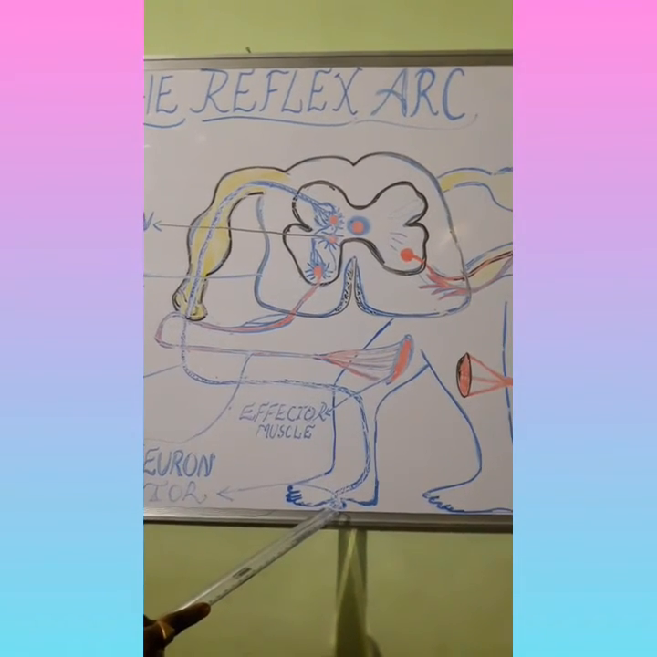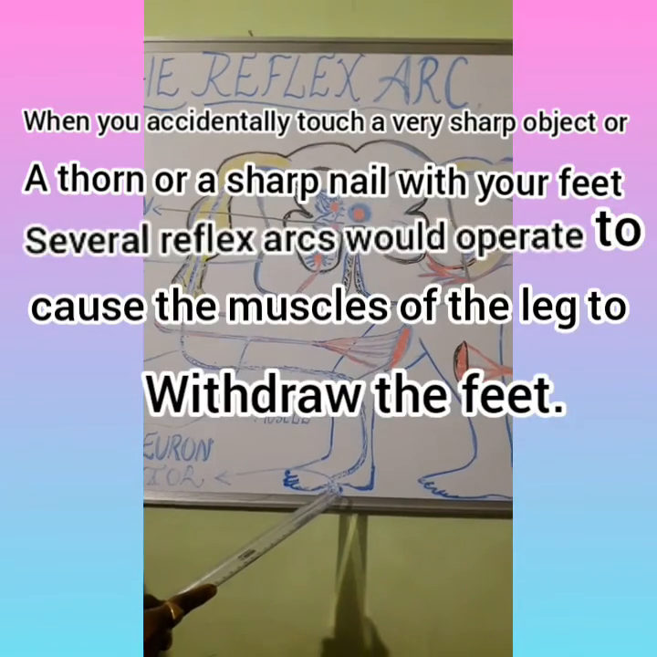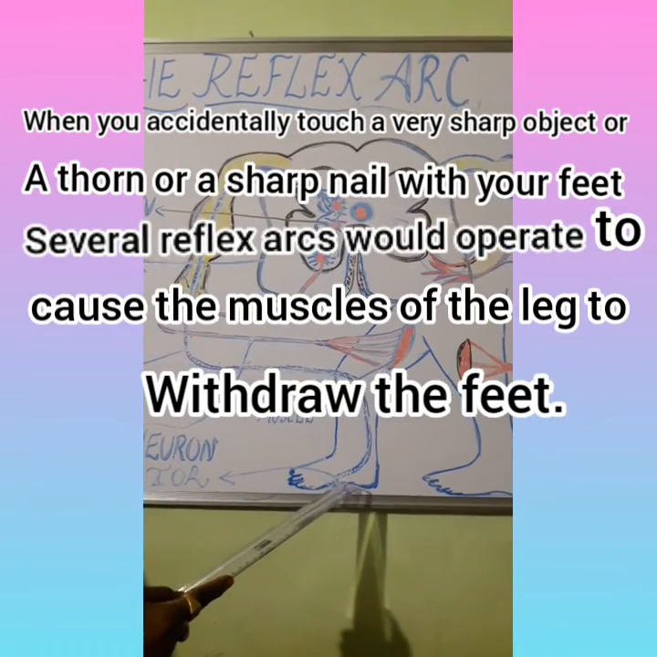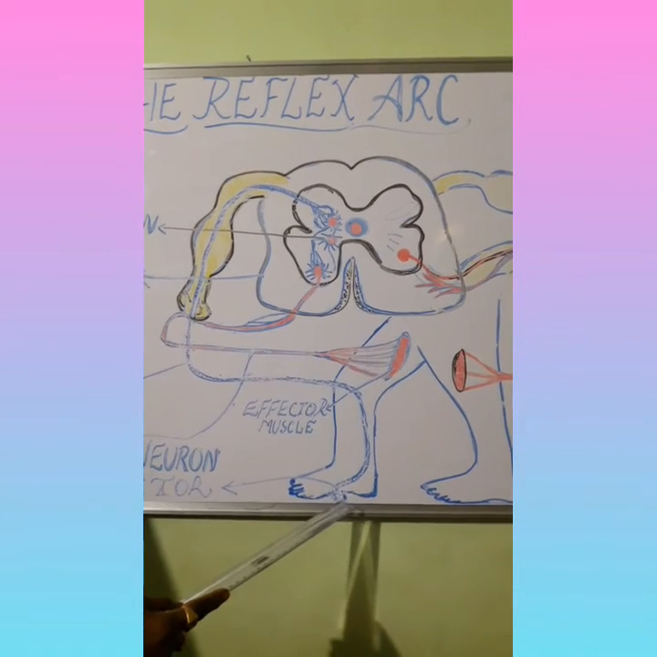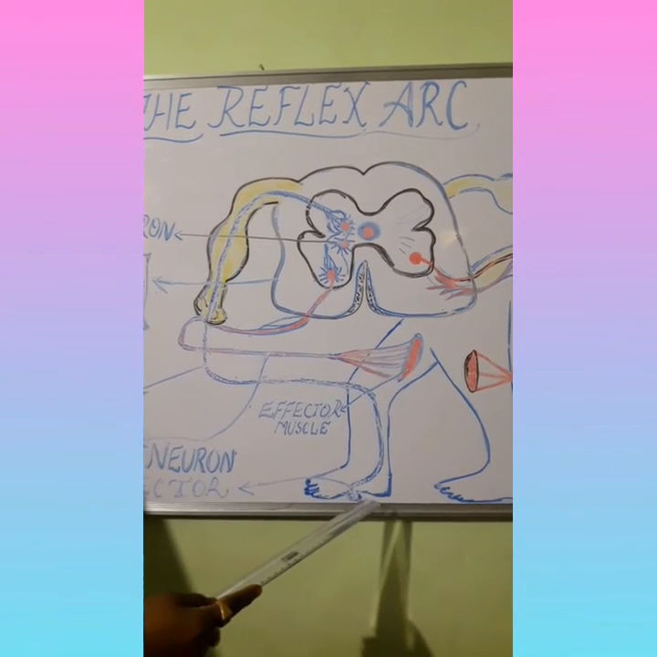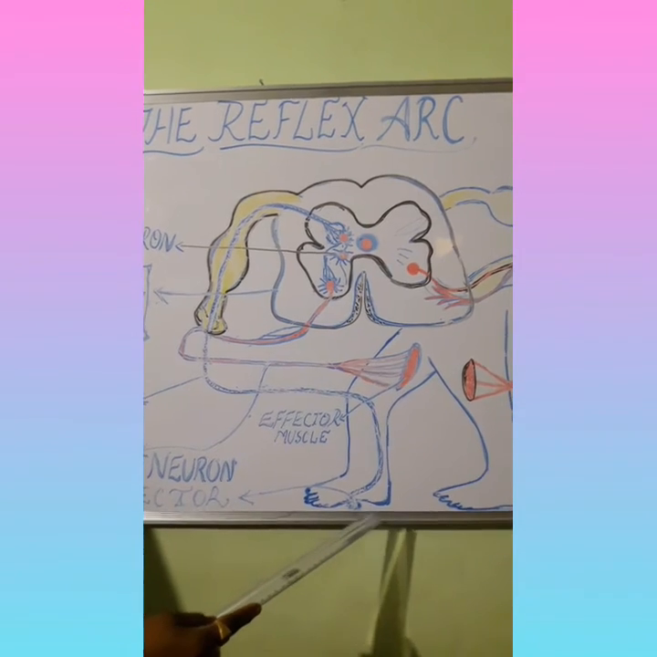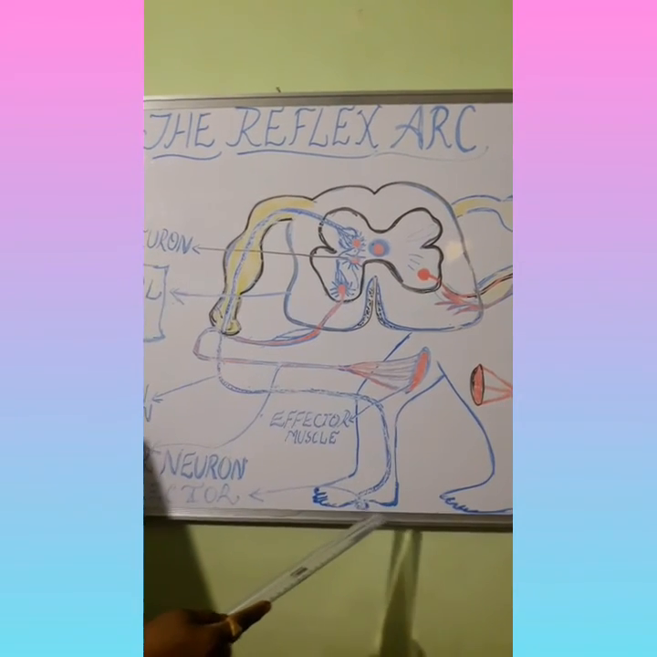When we accidentally touch a very sharp pin with our feet, several reflex arcs operate and cause the muscles of the leg to withdraw the feet.